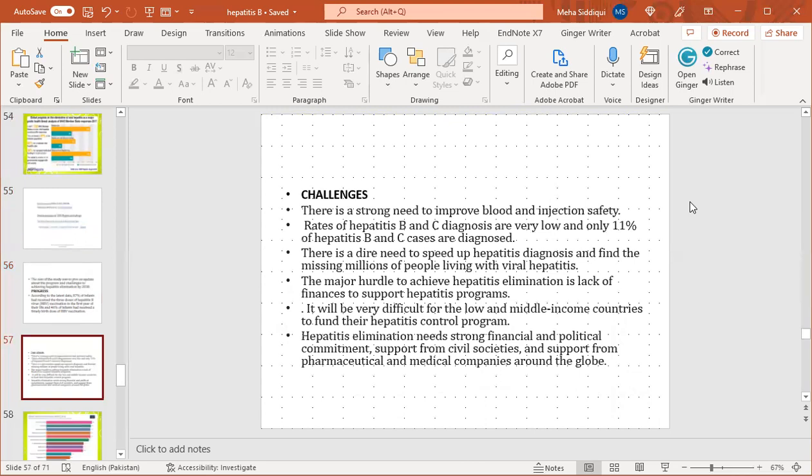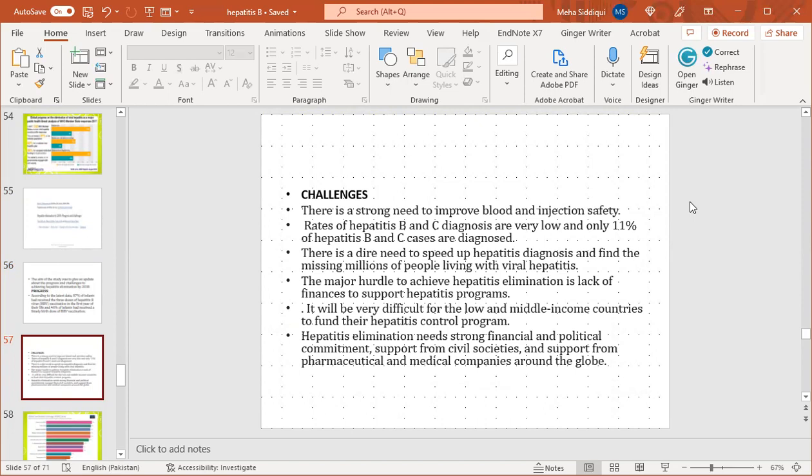Challenges are there is a strong need to improve blood infection safety. Rates of hepatitis B and C diagnosis are very low. There is a dire need to speed up hepatitis diagnosis and find the missing millions of people living with viral hepatitis. The major hurdle to achieve hepatitis elimination is lack of finances to support viral hepatitis programs.